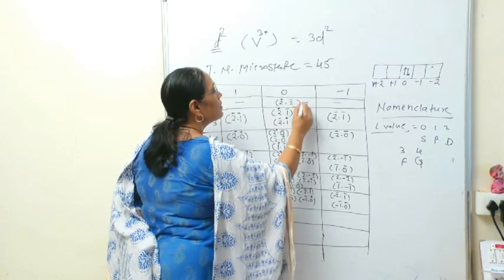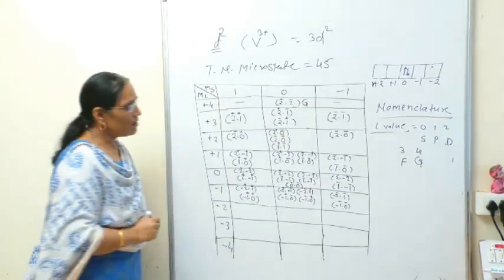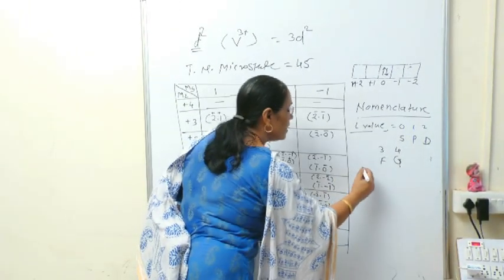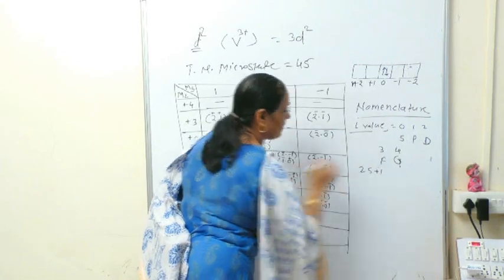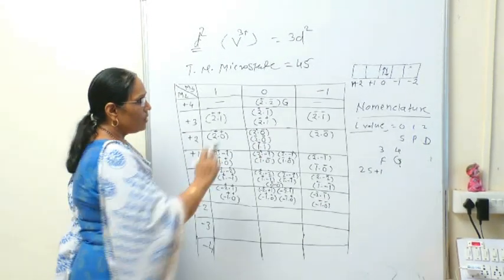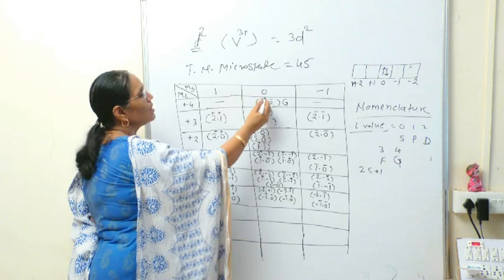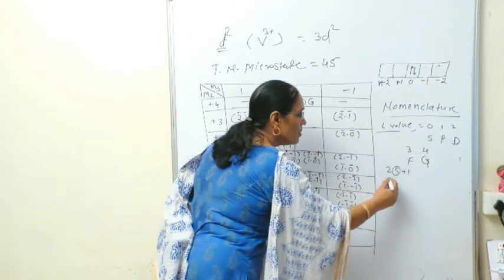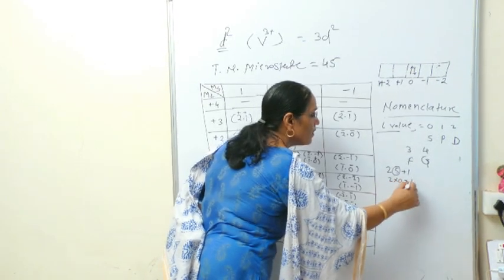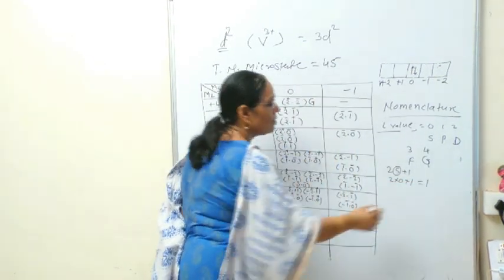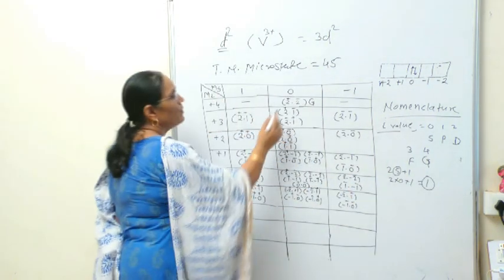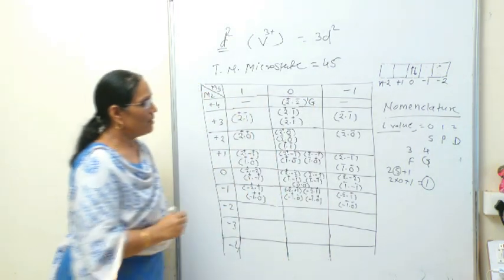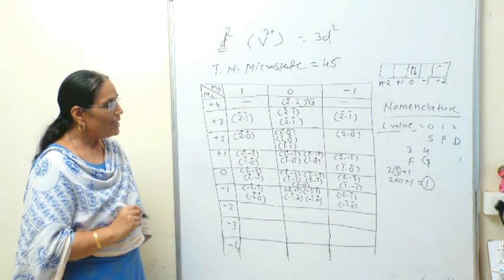For this term, the total spin multiplicity is 2S plus 1. For this state the total spin is 0, so S is 0. So 2 into 0 plus 1 is equal to 1. So the spin multiplicity of this term is 1, that is singlet. So first we get the singlet G term.